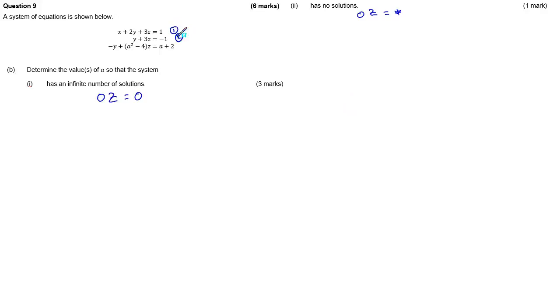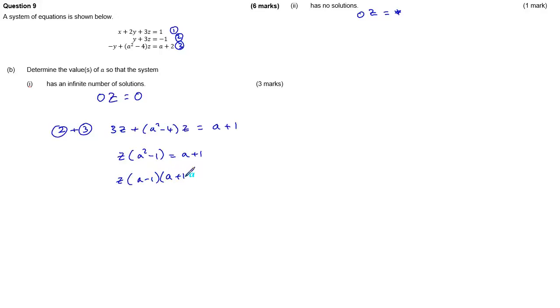Now, if we look at 1, 2, and 3, here 2 and 3 are really good to work with, because if we just do 2 + 3, we immediately get rid of y. And we've got 3z + (a² - 4)z. If we add this side, we get a + 1. Simplifying on this side, we've got z(a² - 1) = a + 1. And so z(a - 1)(a + 1) = a + 1.